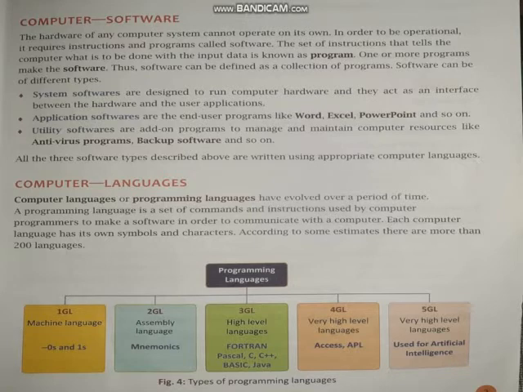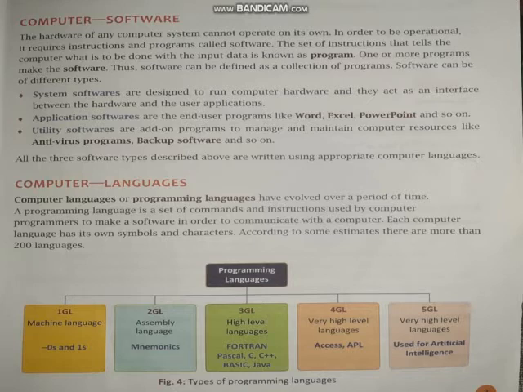Then after, see the programming languages, first to fifth generation. First generation programming languages are machine language. It means 0 and 1, binary language. Then after, second generation language, assembly language. It uses mnemonic codes. Then after, third generation languages. They are high level languages like Fortran, Pascal, C, C++, Basic and Java.